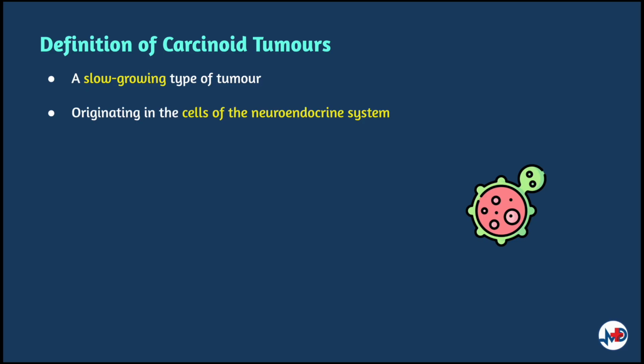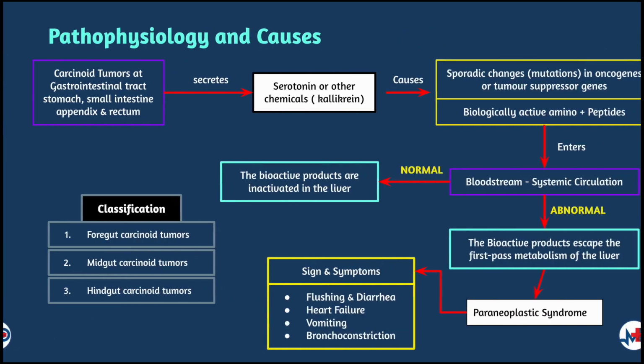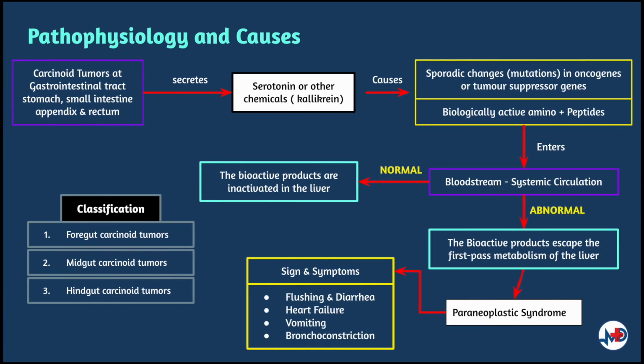Carcinoid tumours of the midgut, which is the jejunum, ileum, appendix, and the cecum, are associated with carcinoid syndrome. Carcinoid syndrome is caused by a carcinoid tumour that secretes serotonin or other chemicals into the bloodstream. It occurs most often in the gastrointestinal tract as mentioned earlier.